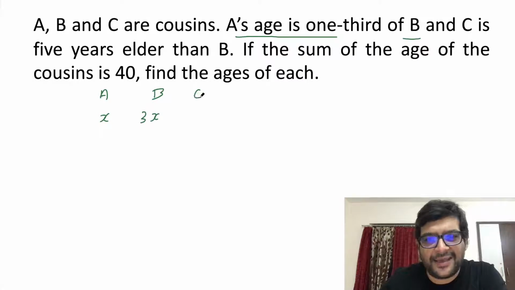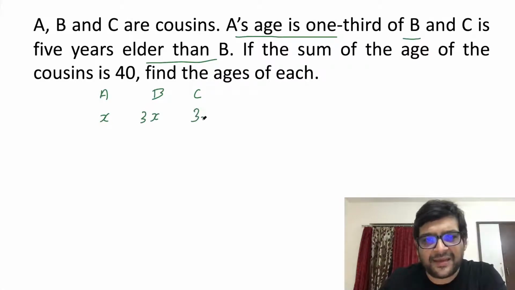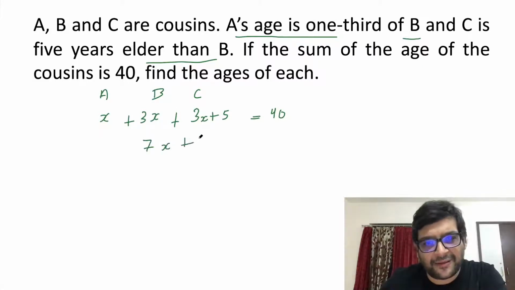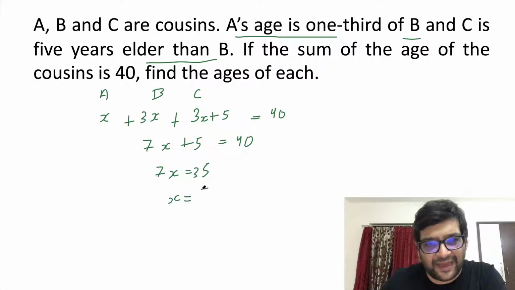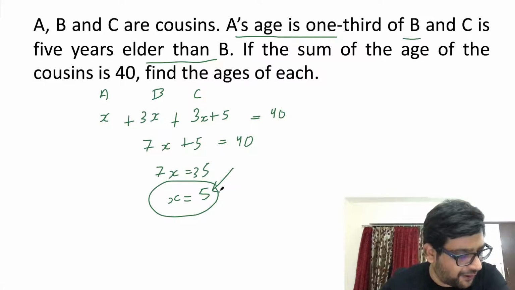X, and C's age is 5 years elder than B. So C's age will be 3x plus 5, and the grand total of all of them is given to me as 40. So x plus 3x plus 3x plus 5, that is 7x plus 5, is equal to 40. So I have 7x as 35 and I get the value of x as 5, and that is the value that we are looking for.